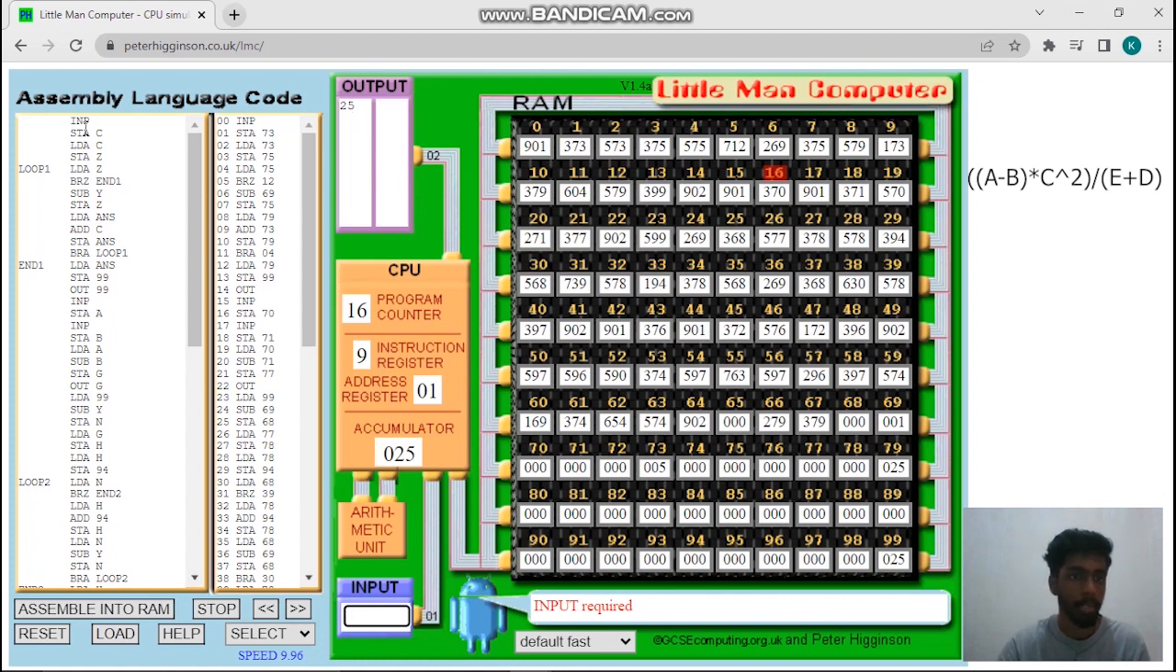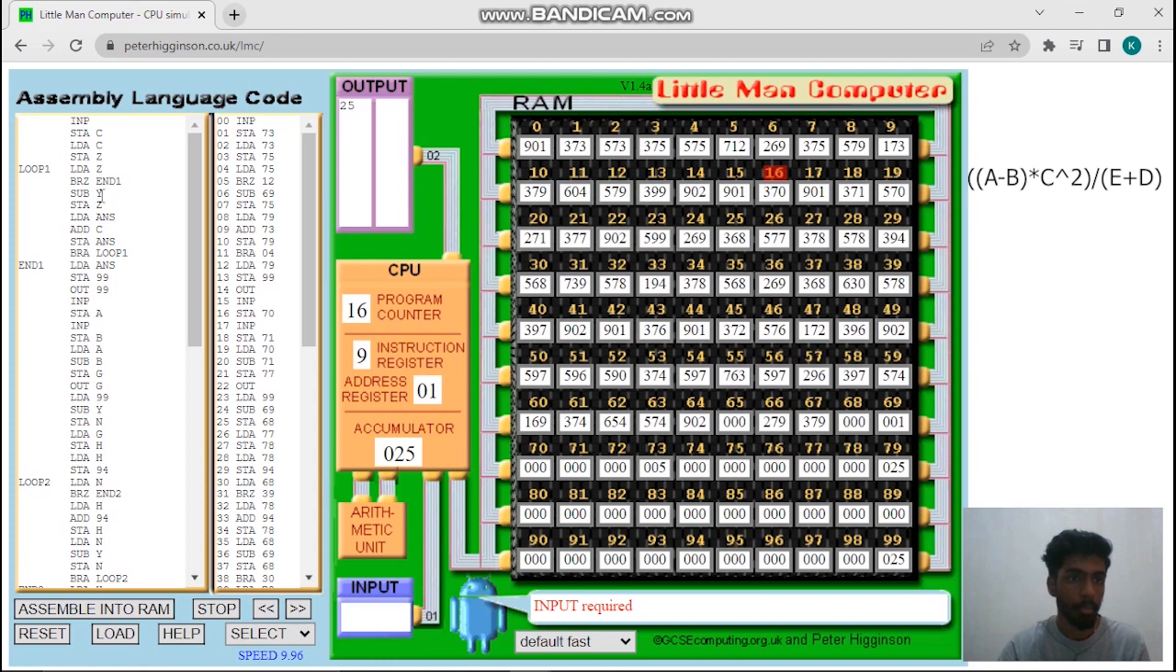So what has happened here is INP means my input, STA means it will store the data, and LDA means it will load the data. When I enter the input 5, it is stored inside C, and I load back C and store it inside Z, and I load back Z, which means my C and Z are now equal to 5. BRZ means branch if 0. If my input is 0, then it will jump to this point right here and end the program.